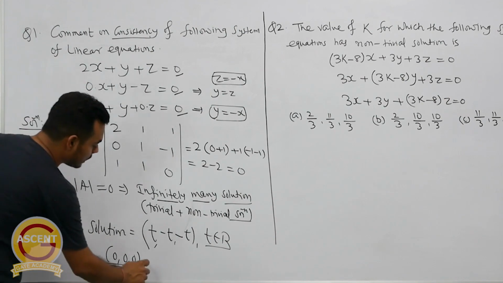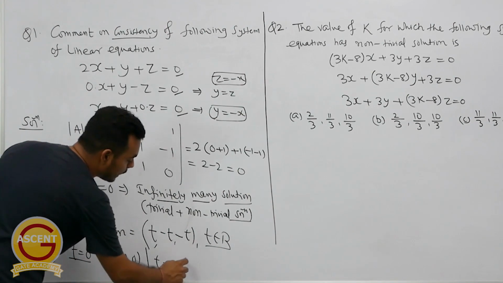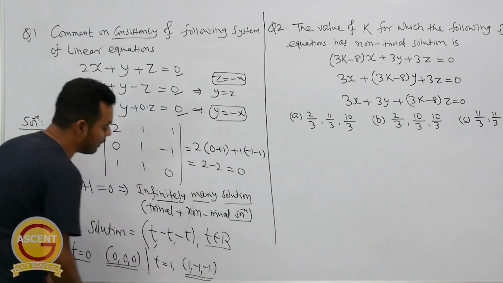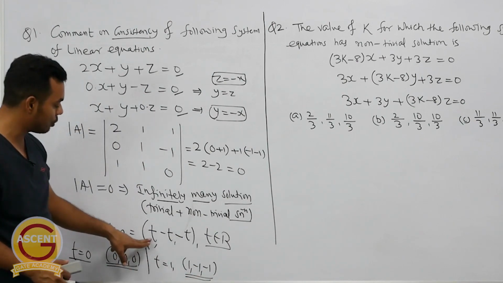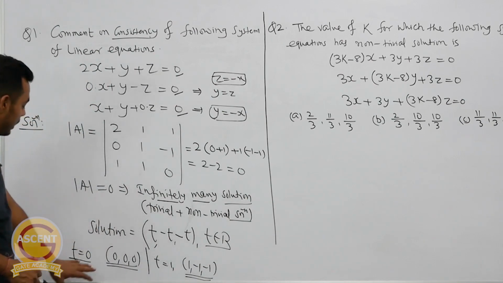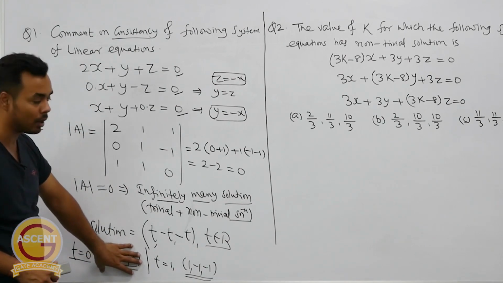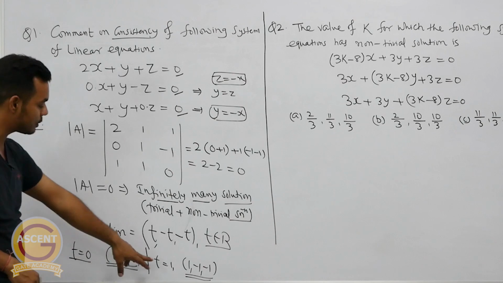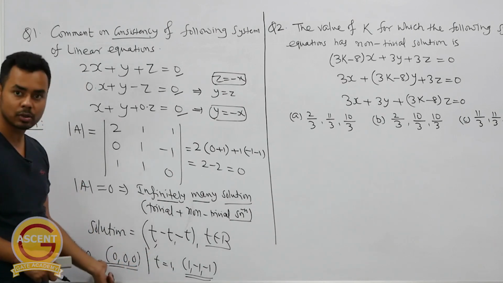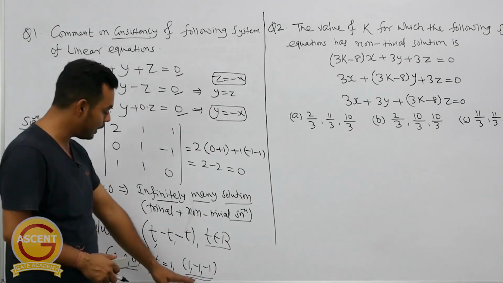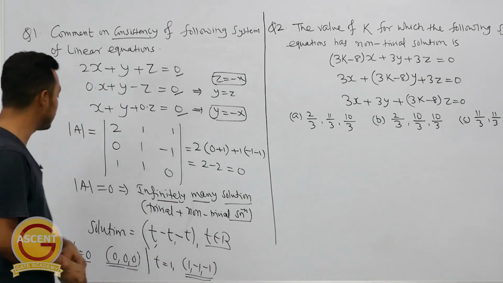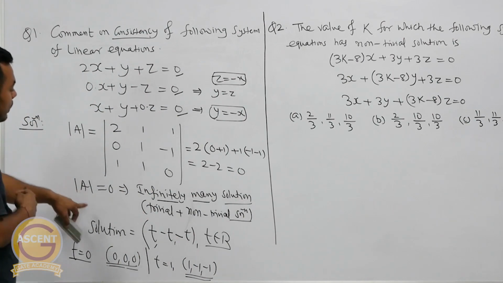And if I substitute, say, t equals 1, then the solution that I will get is 1, minus 1, minus 1. Similarly, if you substitute t equals 2, then you will get 2, minus 2, minus 2. So all these are non-trivial solutions. And when t is 0, this solution is called the trivial solution. So that is the meaning of trivial and non-trivial solution. If all the variables are 0, then the solution is called the trivial solution. If any one of the variables is non-zero, then it is a non-trivial solution.